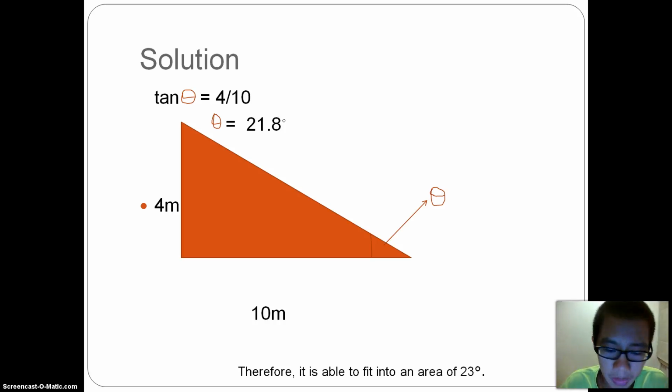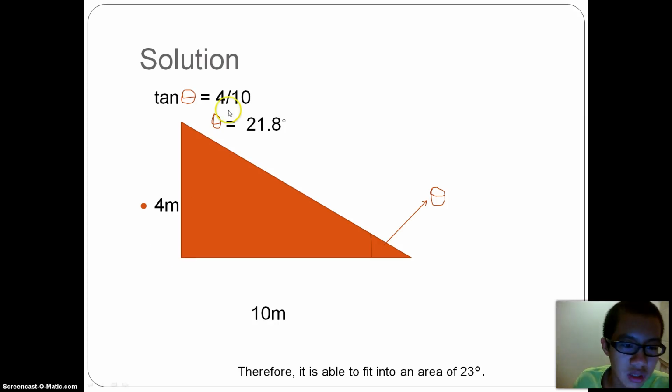table. So we're going to use tangent. Remember our trig ratios? Remember tangent? Tangent is opposite over adjacent. This theta is our reference angle, and this is our opposite. This is our adjacent. So we want to find theta. So we got tangent theta is equal to 4 over 10.